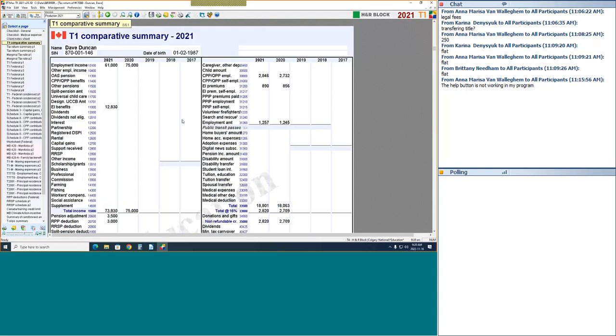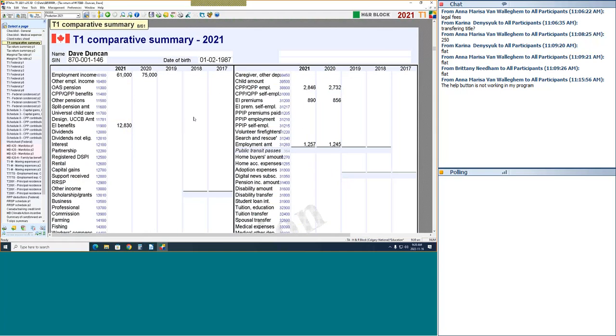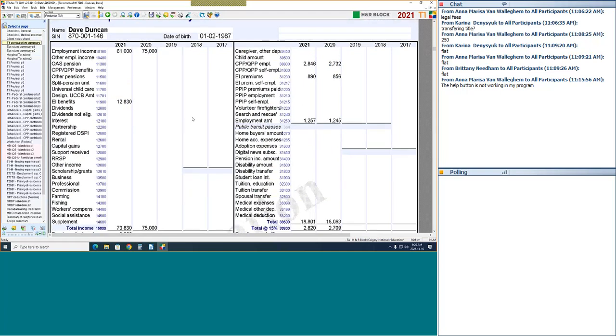This is the screen that I look at more than anything else. I'm going to see if I can make it bigger for you here. And what it does is it's going to show us the previous 5 years of data entry that I have in my computer. So if I want to see this year compared to the last 5 years, if that's how many years they've been our client at H&R Block, I can look at everything.